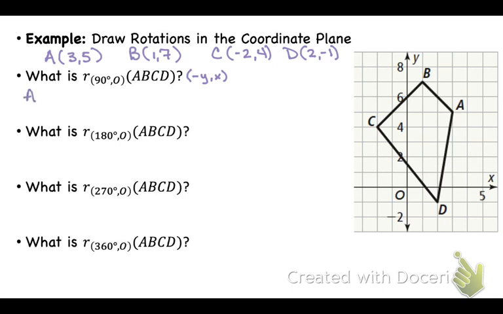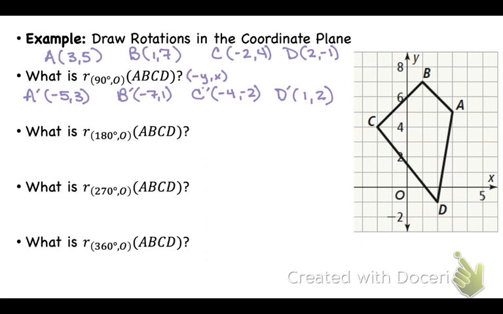So what is A prime? Negative 5, 3. Interchange, make the y negative. You have to flip them, because it says negative y, x. B prime, negative 7, 1. C prime, negative 4, negative 2. Only the sign of the y changes. D prime, positive 1, 2. Did we do that too fast?